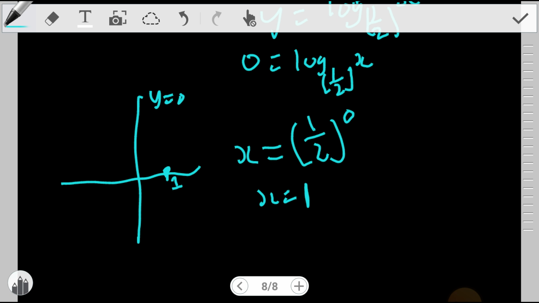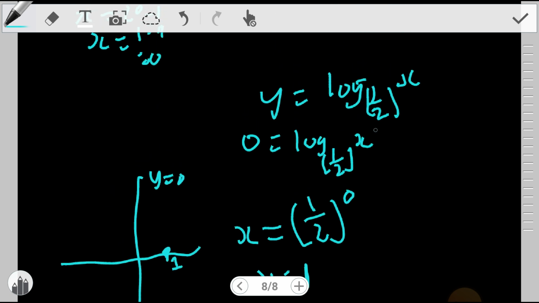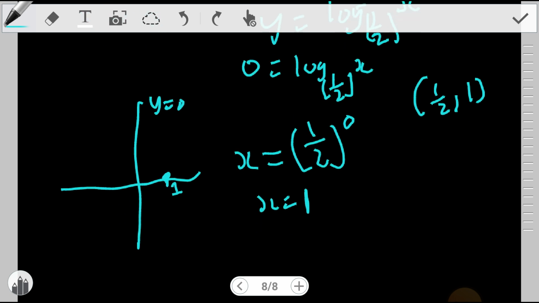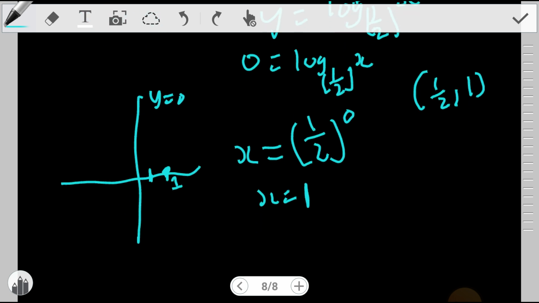So we have to find one other point. On this graph, I'm going to choose my x as half. If I choose half, the calculator is going to give me 1. So if you choose half here and you type in the calculator, y is going to be 1. So where is half and 1? If x is half, it is somewhere here, and 1 is somewhere there. So it will be somewhere here.